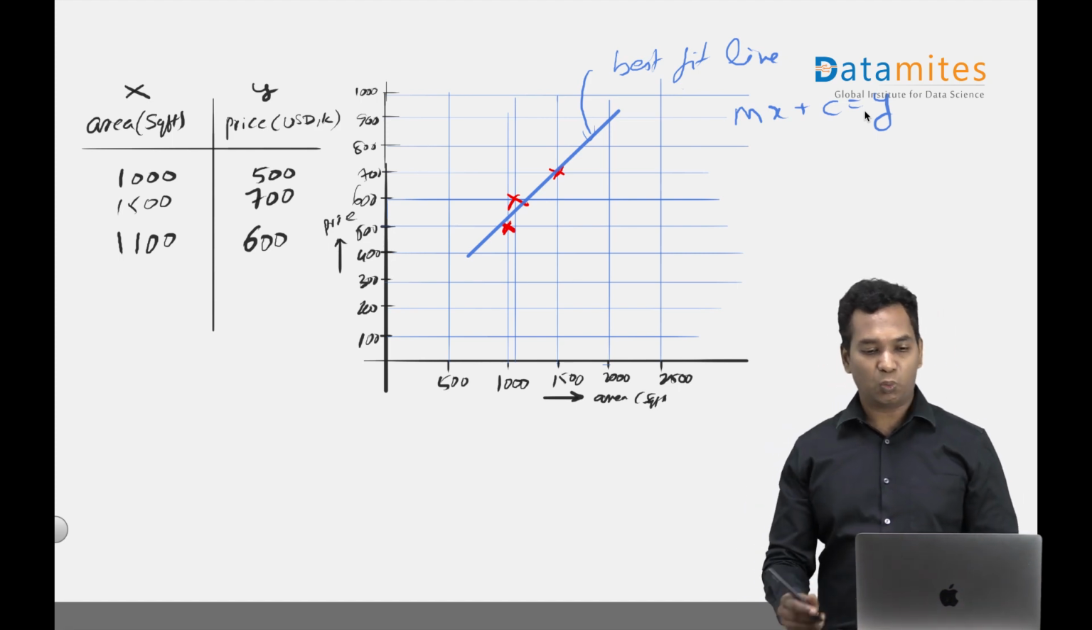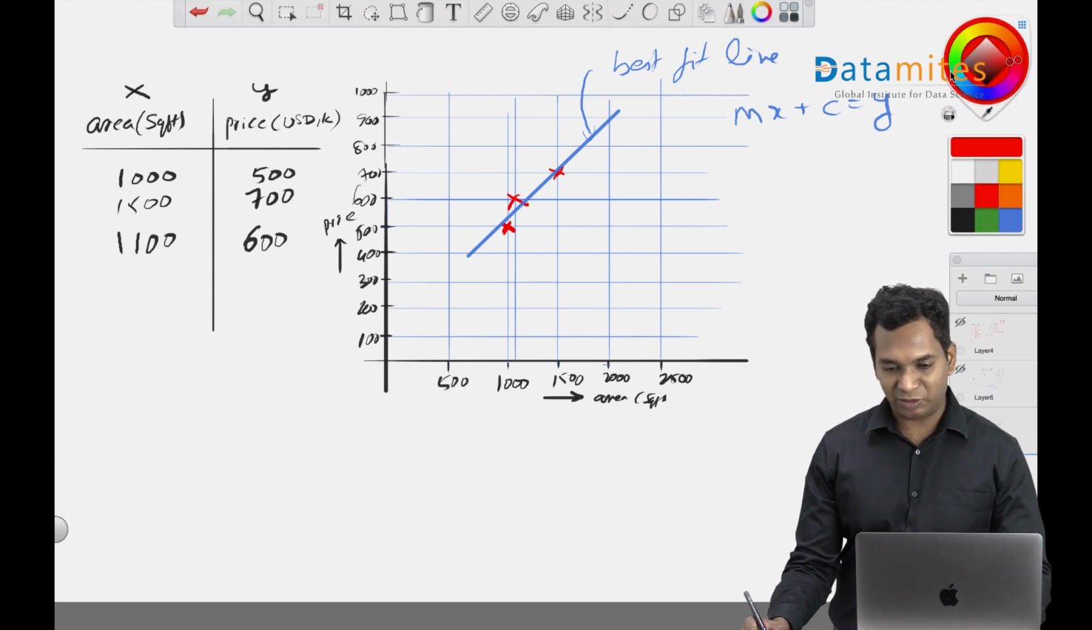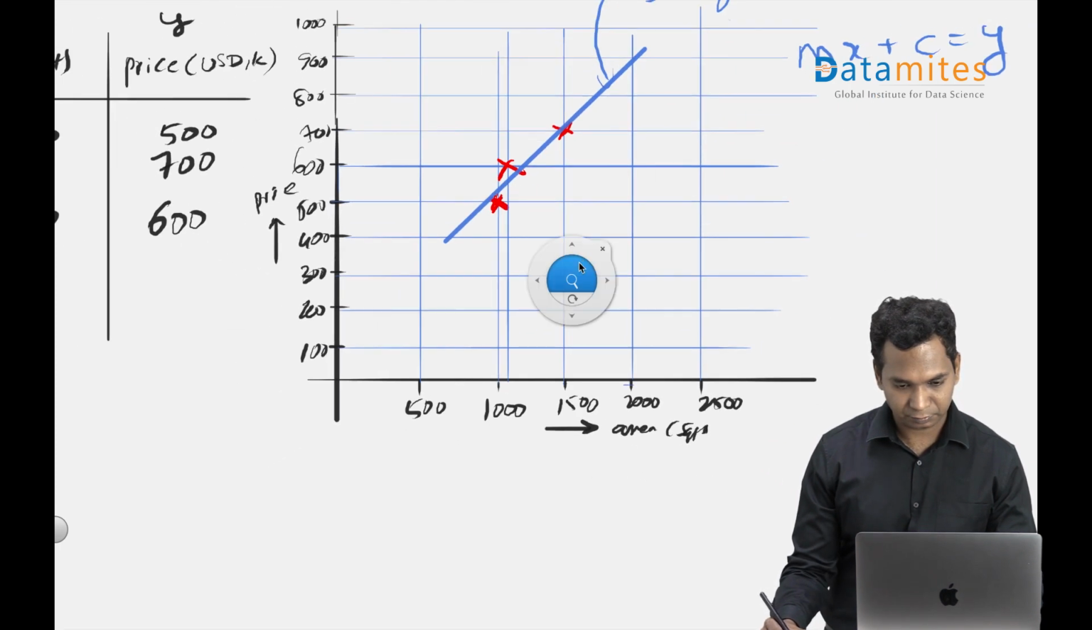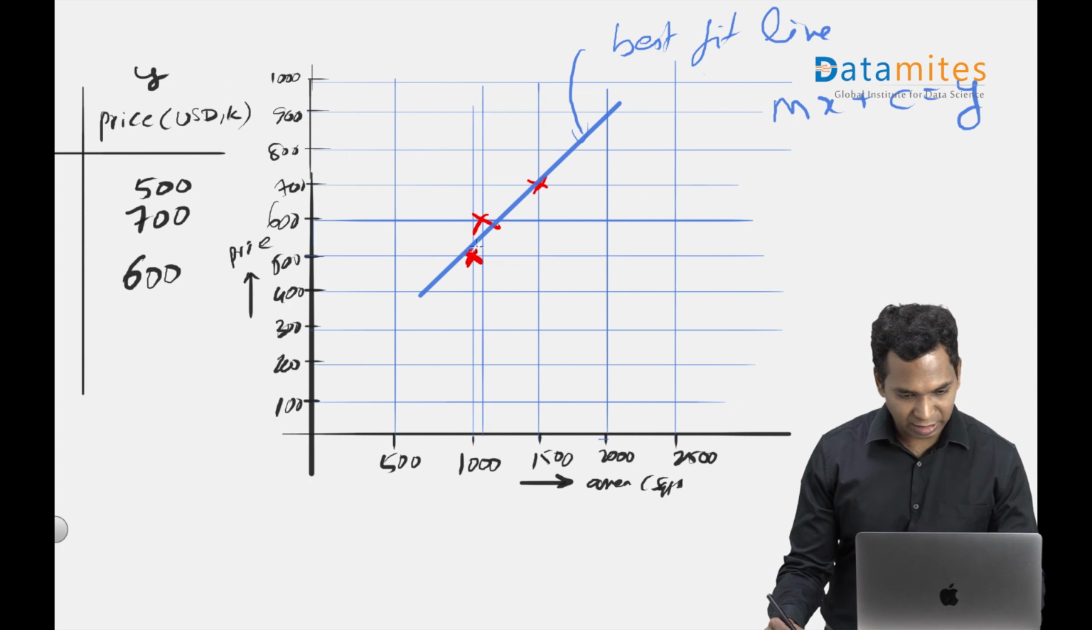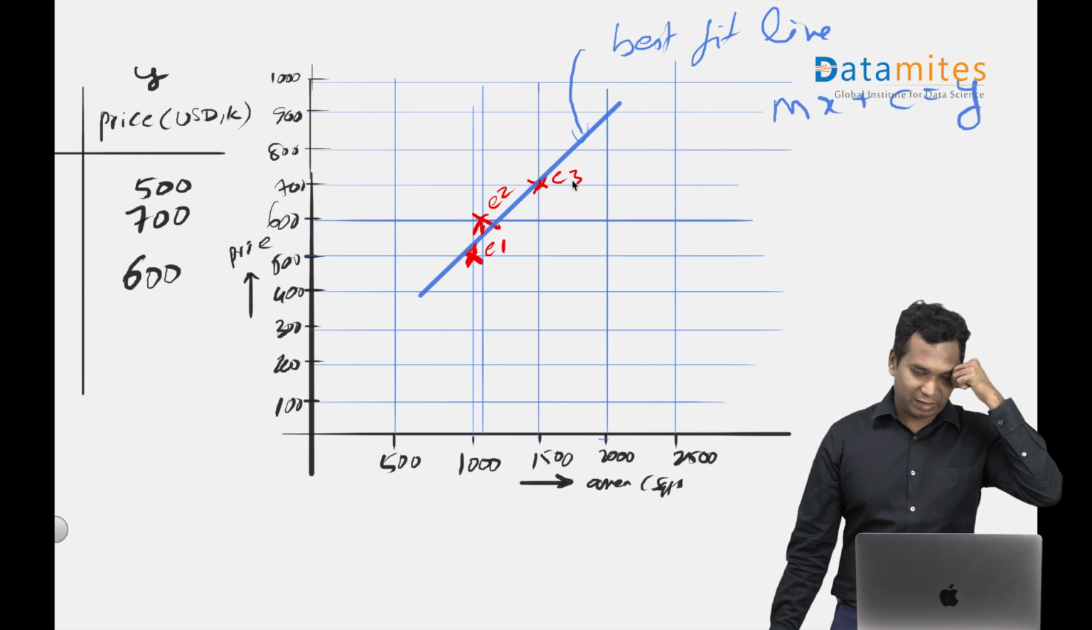How do you do that? Well, we shall find out the errors. This is your error 1, for example, because let me just zoom it a bit. So this is your error 1, which corresponds to the error of the first point. This is your error 2, and this is your error 3, which looks very, very small.